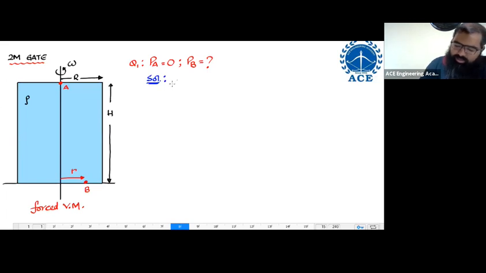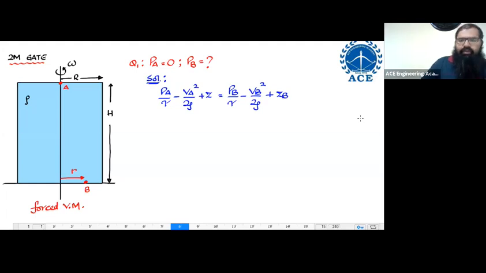I know that PA by gamma minus VA square by 2G plus ZA has to be equal to PB by gamma minus VB square by 2G plus ZB. This is the equation I'm having. This is ZA, that is ZB.